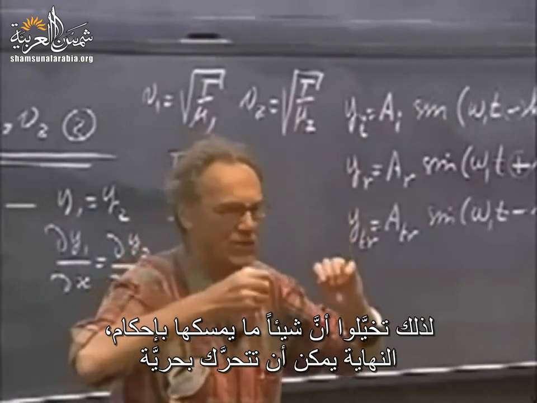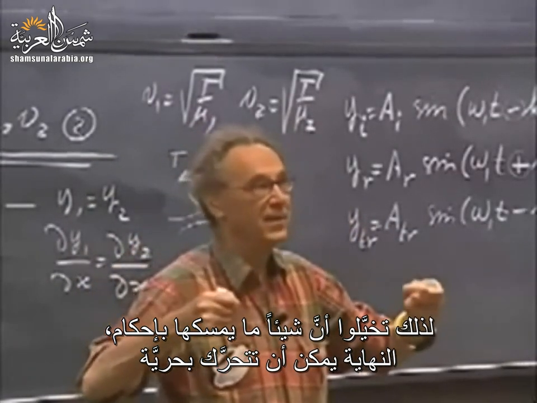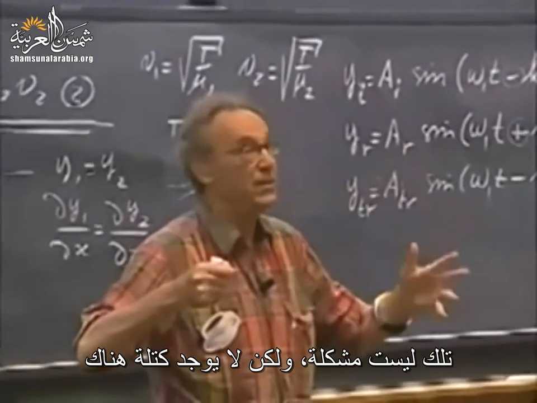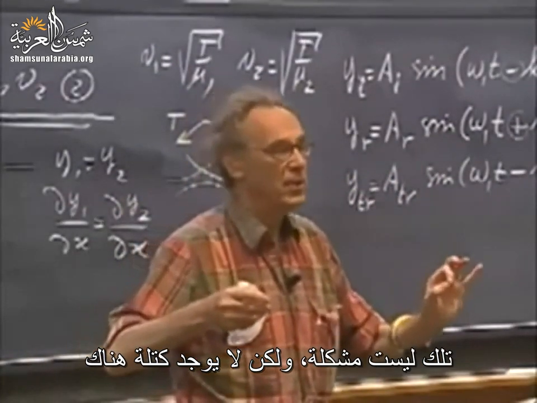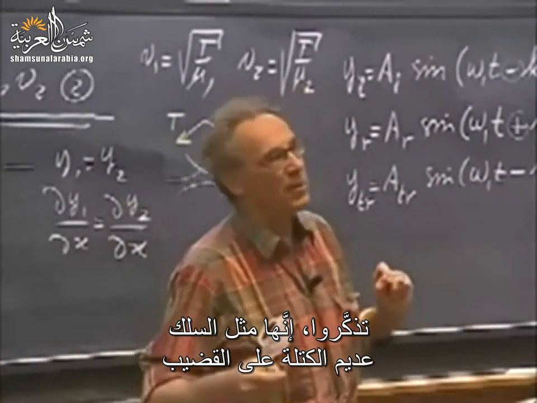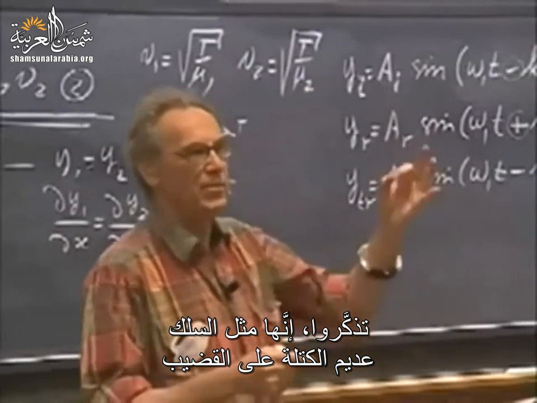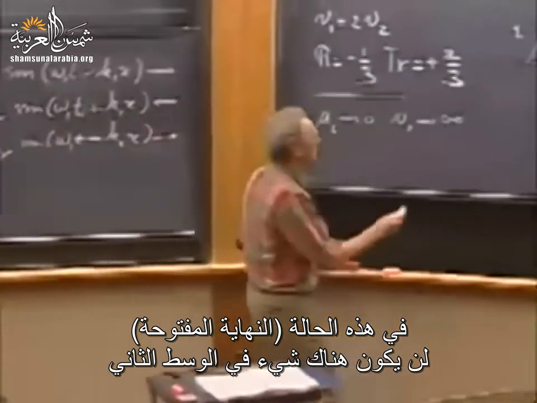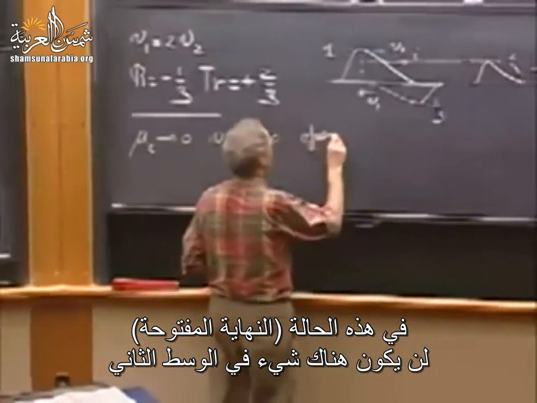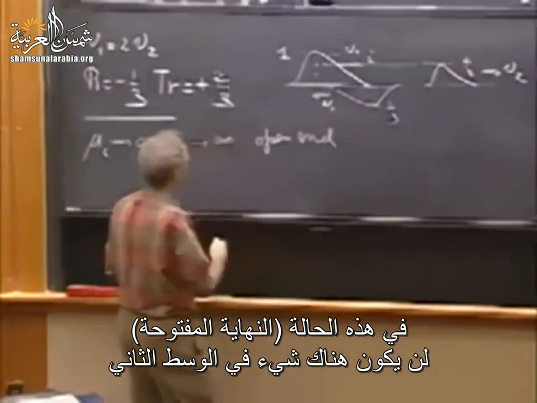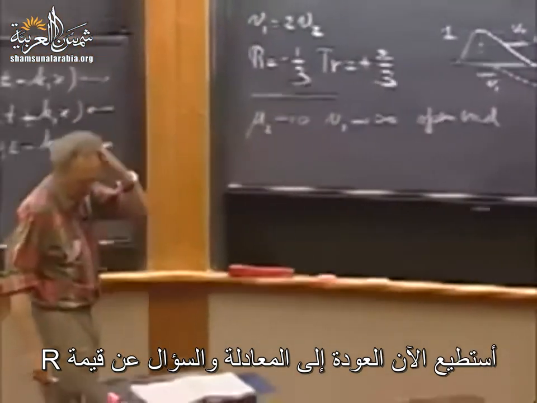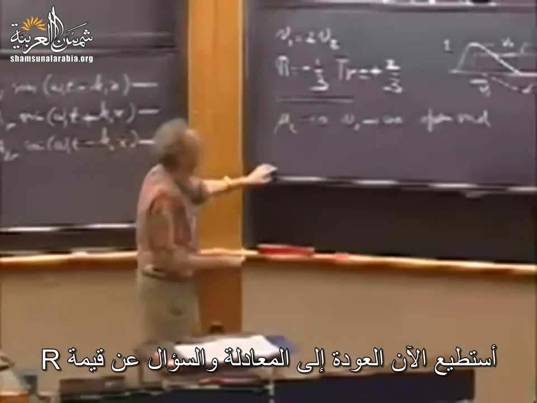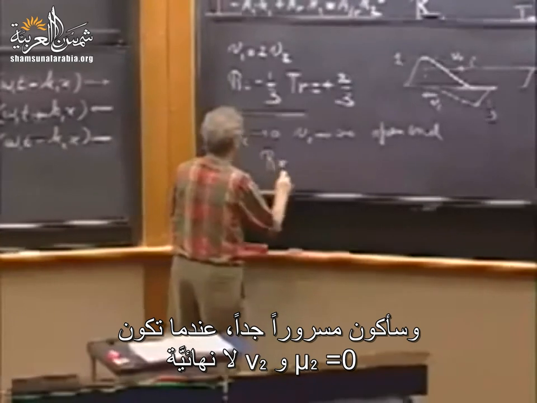So imagine in your head that something is holding it tight. The end can move freely. That's no problem, but there is no mass there. Remember, it was like the massless string and the rod. So now, in this case, which is really an open end, there is nothing in medium 2. I can now go to my equation and ask what R is. And I will be very pleased.